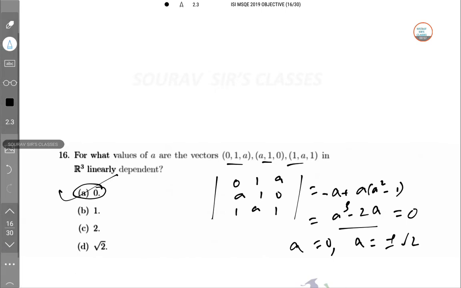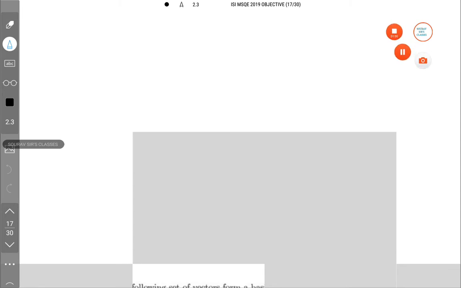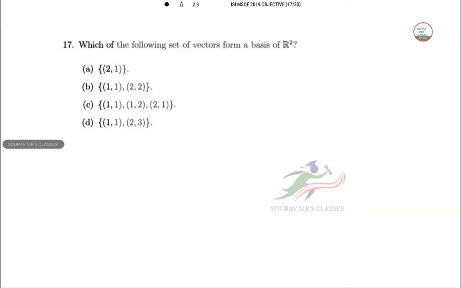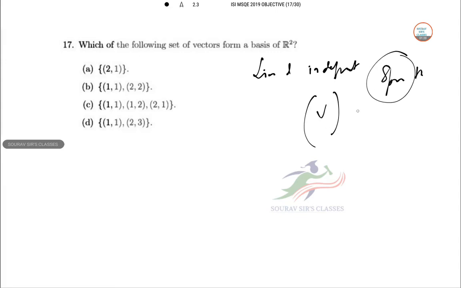Next, question 17. Which of the following sets of vectors forms a basis in R squared? A basis of a vector space is a set of linearly independent vectors that span the entire vector space. Also, all bases have the same number of vectors, which is known as the dimension of the vector space. Since the dimension of R squared is 2, there must be 2 vectors in any of the bases.